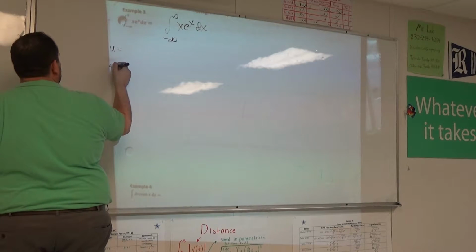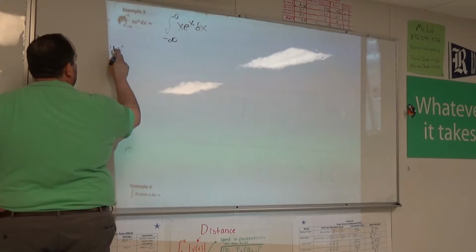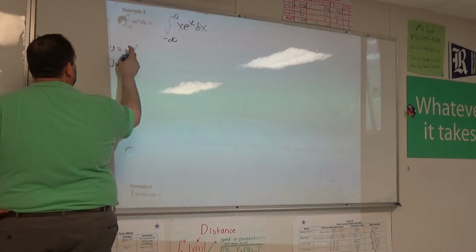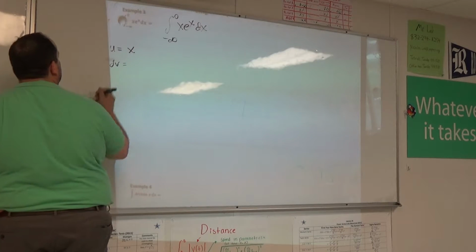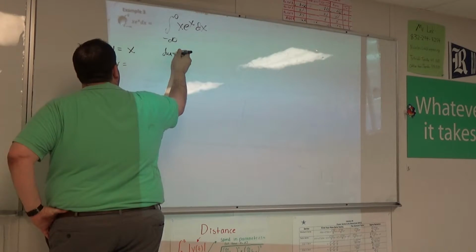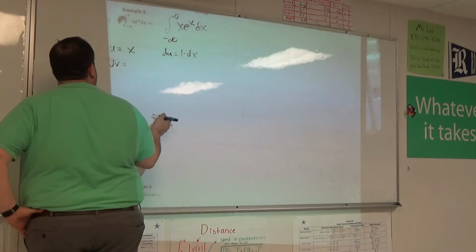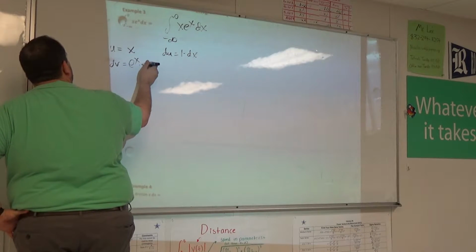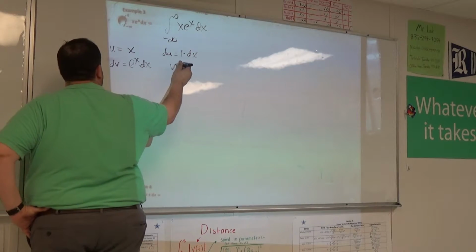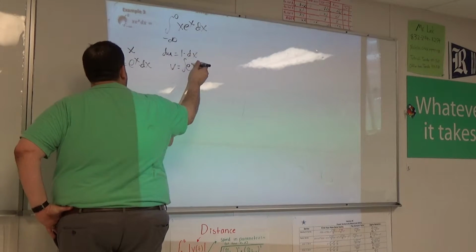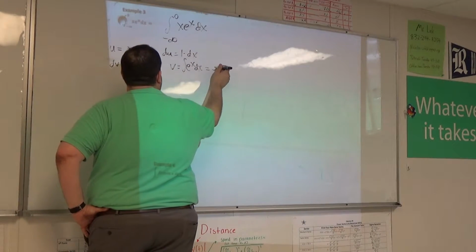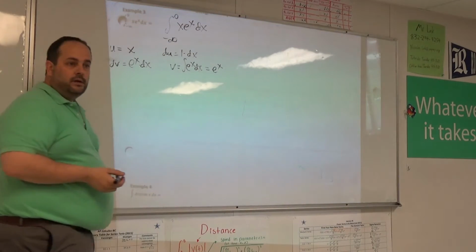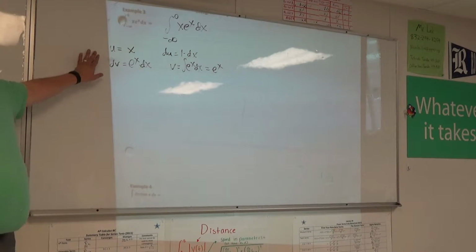Follow the rule here. Let u be the thing that becomes easier when you take the derivative, so a good choice for u is going to be x. So du is 1 dx, and dv is e to the x dx. Can I integrate that? Yes, I know that the antiderivative of e to the x dx is e to the x. Good. Did everybody choose that for the u and the dv?